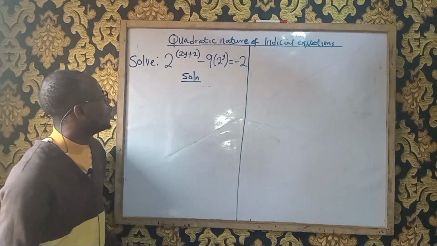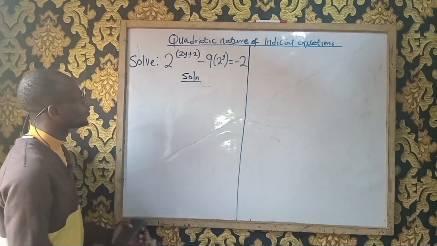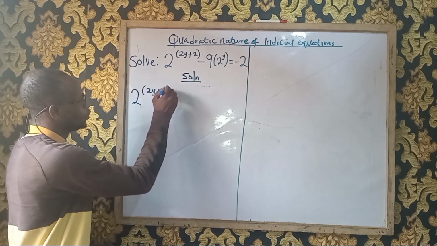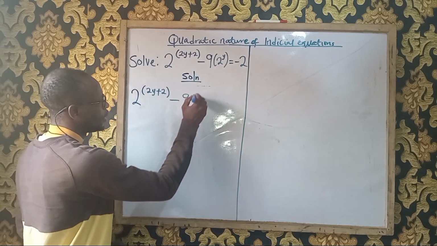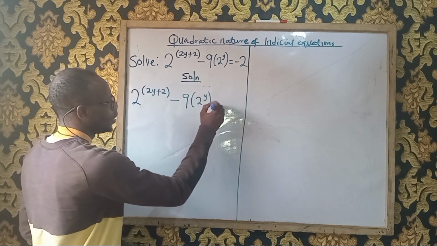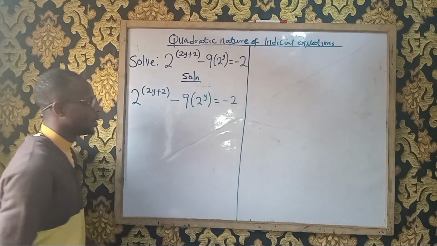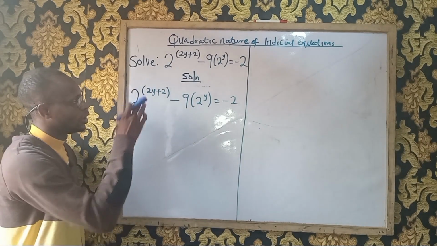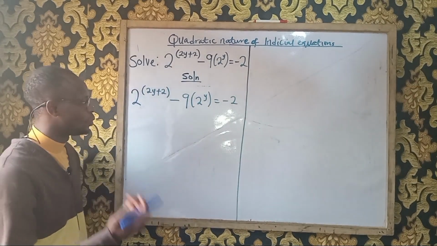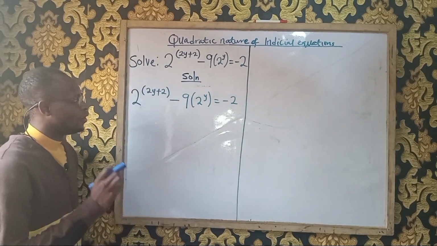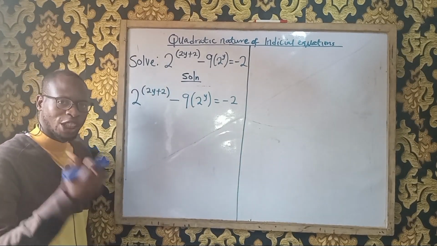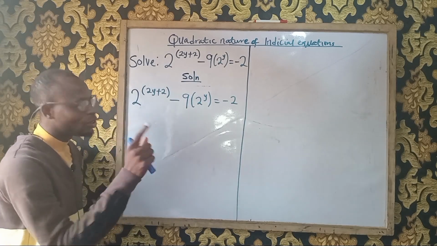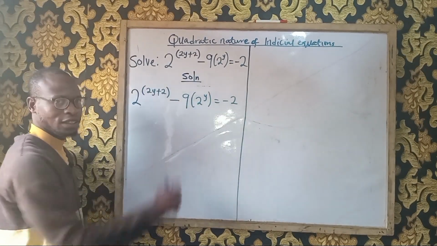Now let's start. The question says we should solve 2 raised to power 2y plus 2 minus 9 bracket 2 raised to power y is equals to negative 2. Now, when you have problems like this in mathematics, which is in form of an exponential equation, look at the exponential expression that is simple. This one is simple compared to this one. That means that you have to change this one to something like this.